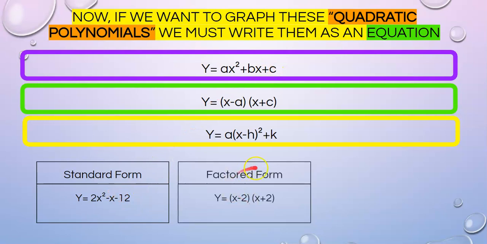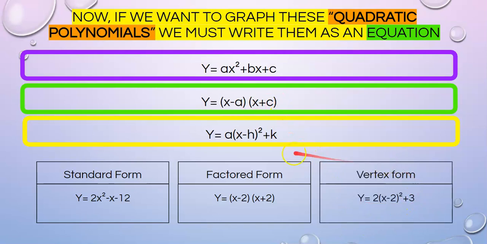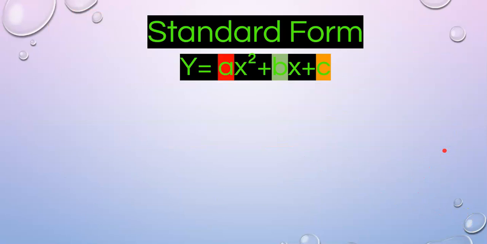All right. Then we have this factored form, and you can see the values that I substituted for a and c. And last but not least, we have vertex form, and you see values that I substituted in for a, h, and also k. All right, so today we're just going to focus our learning and attention on working with the standard form for right now.